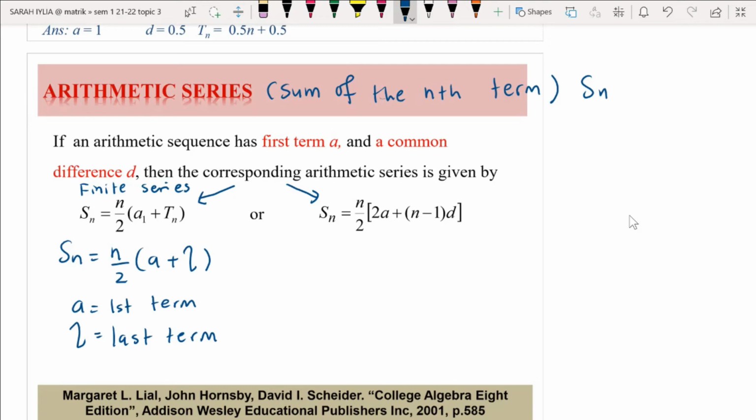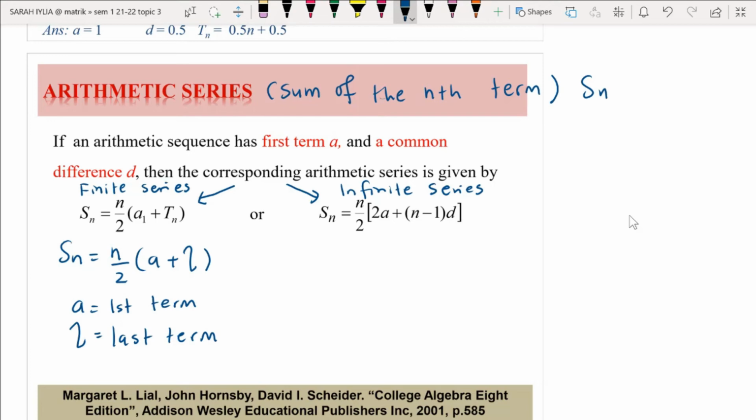Okay. Second option, Sn equal to n over 2 times 2a plus n minus 1 d. Ini saya rasa awak dah selalu jumpa. This is for infinite series. Bila masa kita pakai ni? Bila kita tak tahu last term tu apa. So, term-term yang kat dalam ni semua samalah. A is first term, n number of term, d common difference. Sama je macam tadi.